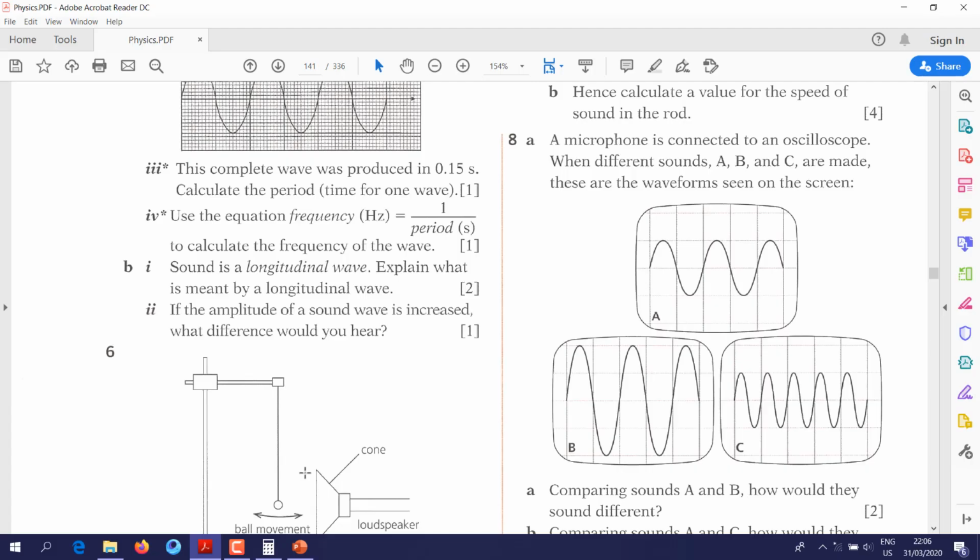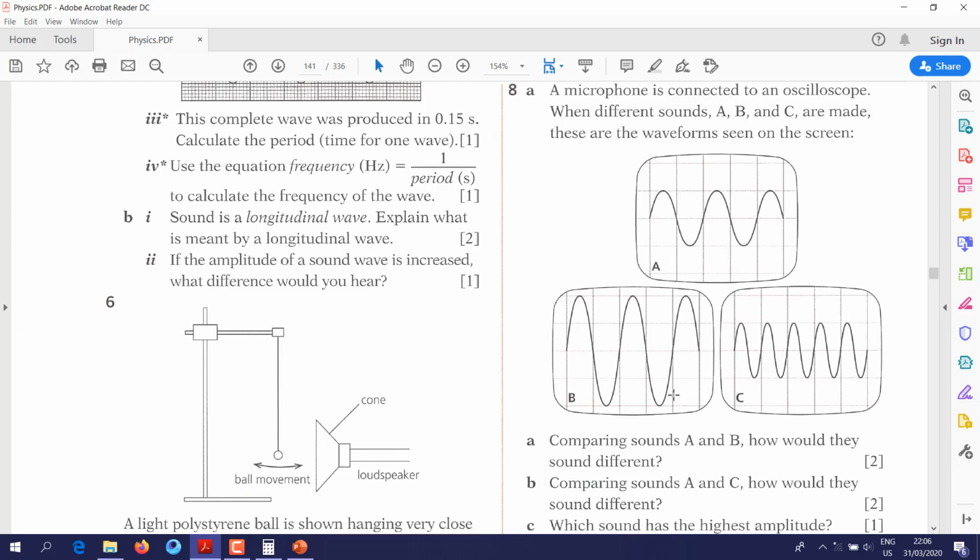Question number 8. A microphone is connected to an oscilloscope. When different sounds A, B, and C are made, these are the waveforms seen on the screen. So A, B, C. Now, questions. A. Comparing sound A and B. So we will compare A with B. How would they sound different?